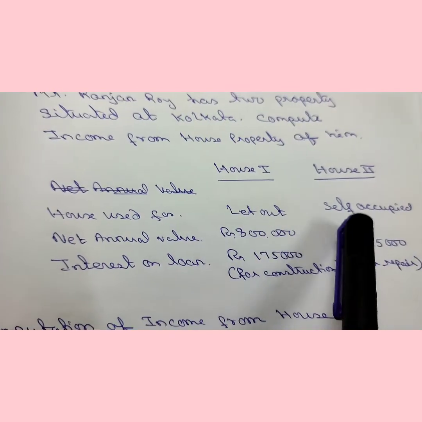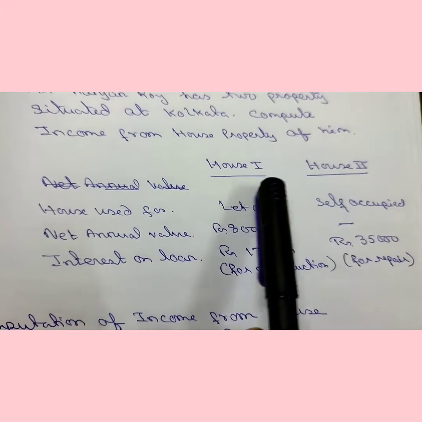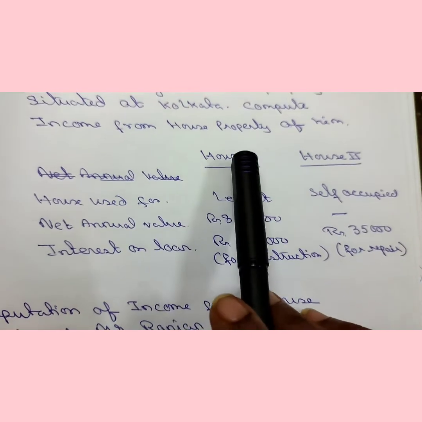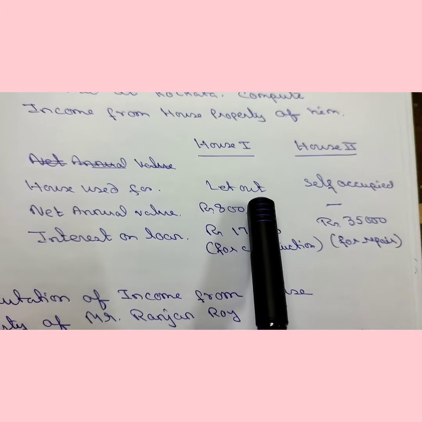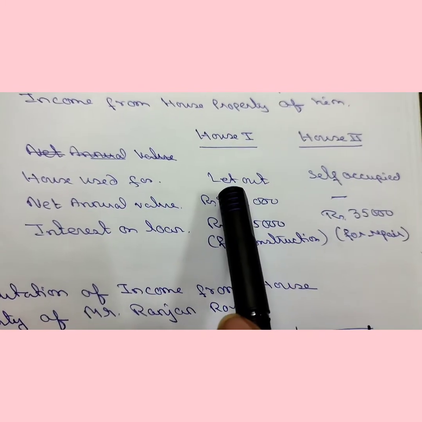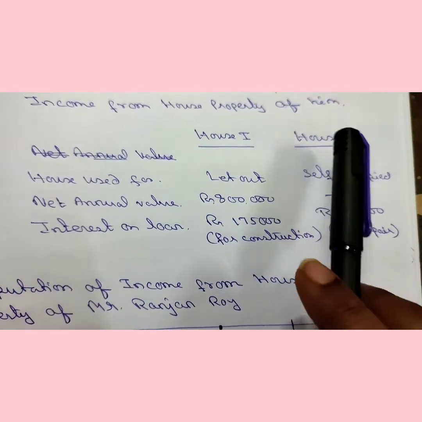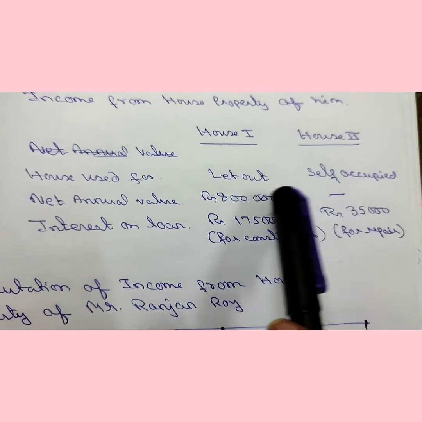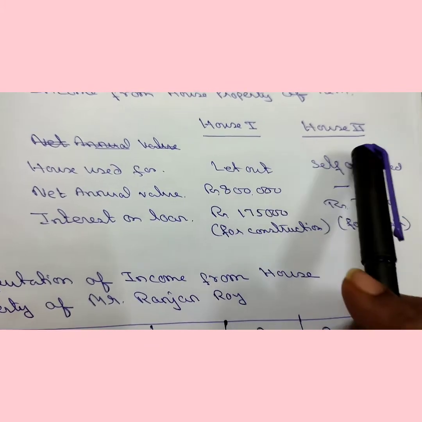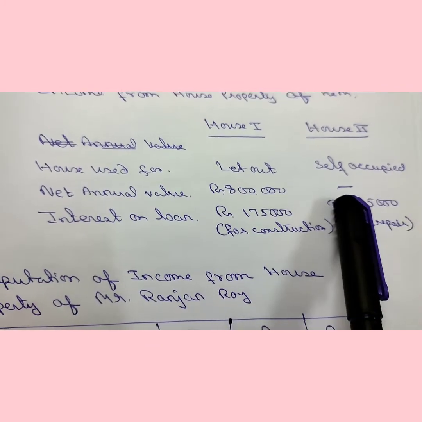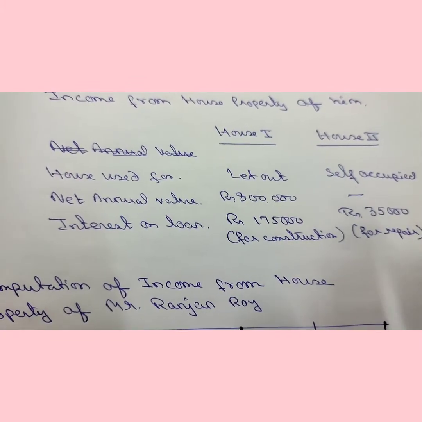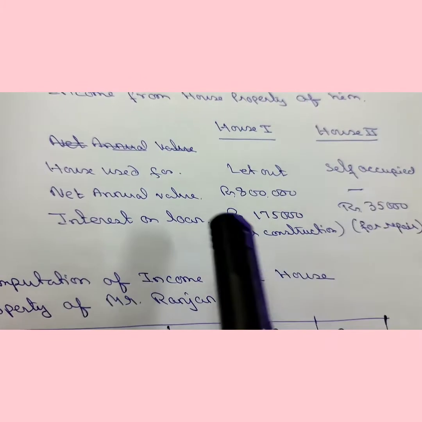Now here is a chart, that is house 1 and house 2. Both are situated at Kolkata. First house is used for let out. That means it is let out for tenants' residence or tenants' business. House 2 is self-occupied by Mr. Roy. Net annual value for house 1 is rupees 8 lakh. For house 2 nothing is given, because we know the annual value is nil, because it is a self-occupied house property.